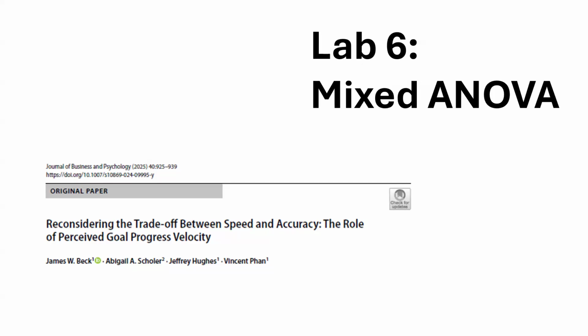The data, the example for this lab, comes from a paper that I published recently. This is a paper that I published in Journal of Business and Psychology with some colleagues, looking at how people respond to velocity, changes in their velocity as they perform a task. So velocity is the rate of progress that a person makes while they perform their task.